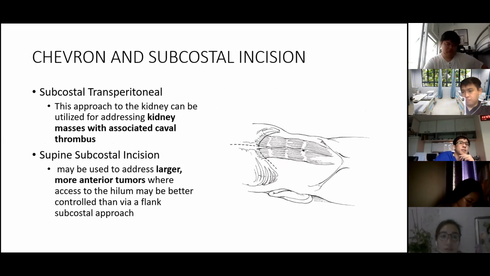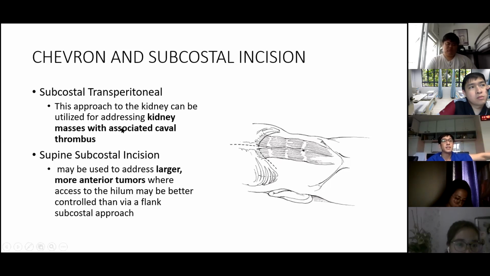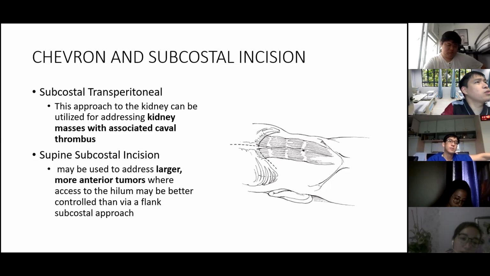Another example is the chevron and subcostal incision. Under this, the subcostal transperitoneal incision approach to the kidney is used to address kidney masses with associated caval thrombus. And the supine subcostal incision may be used to address larger, more anterior tumors where access to the hilum may be better controlled than with the flank subcostal approach.